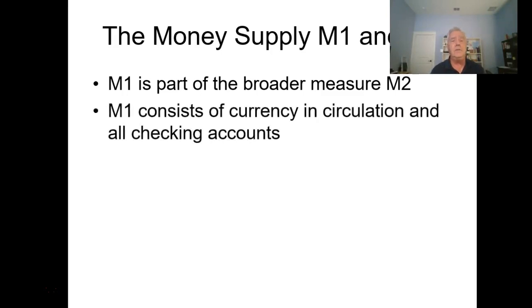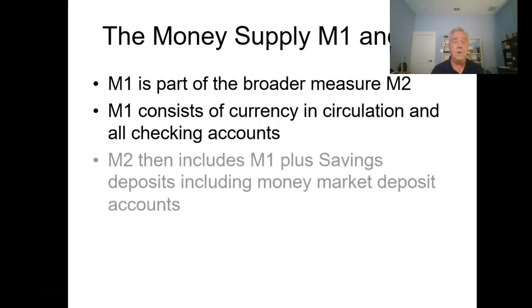So M1, what does it consist of? Currency in circulation and all checking accounts. Now remember, a checking account is also called a demand deposit, right? Because again, it's your money, you put it in the bank, you can take the money out anytime you want. For you, that money is an asset in the bank. For the bank, it's a liability because they owe it to you. So M1 is currency in circulation and all checking accounts.